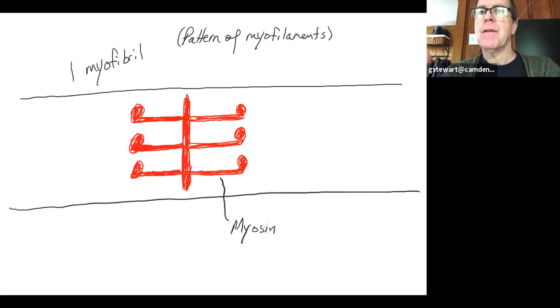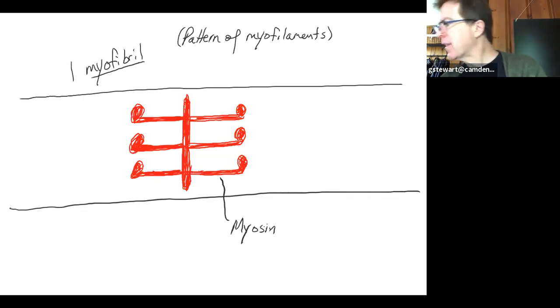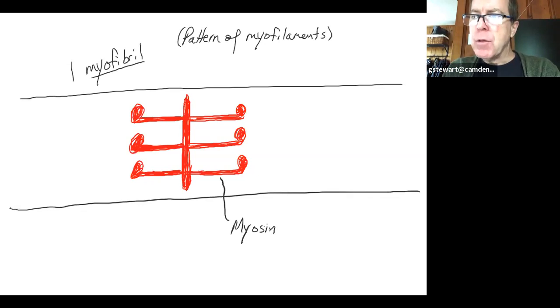Remember, we're inside of a myofibril. Now I'm going to draw the actin molecules, and I think your book typically uses blue for that. I'm used to drawing them in yellow, but I'm going to use blue because that's what your book does. The thin filament kind of looks like this.